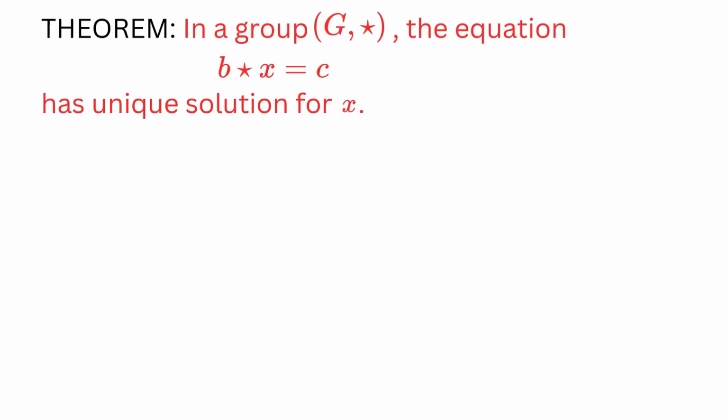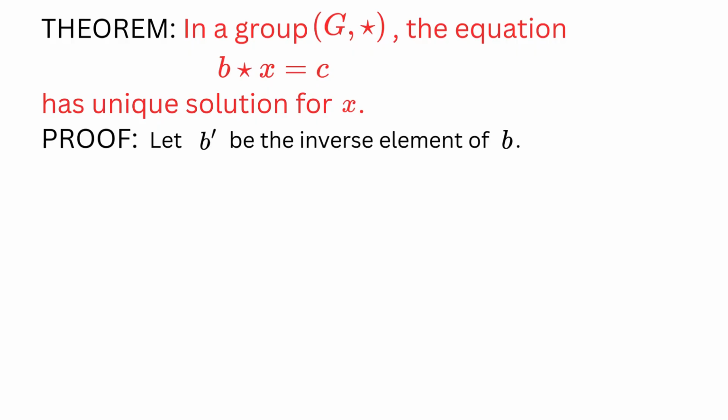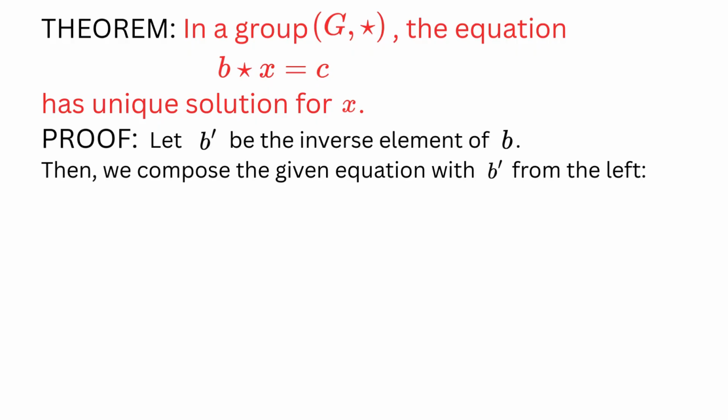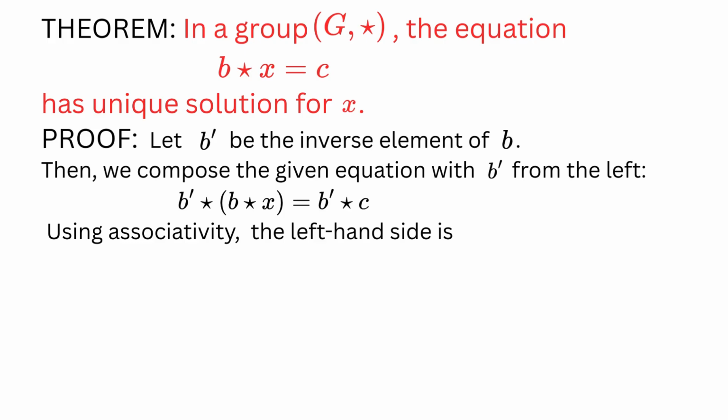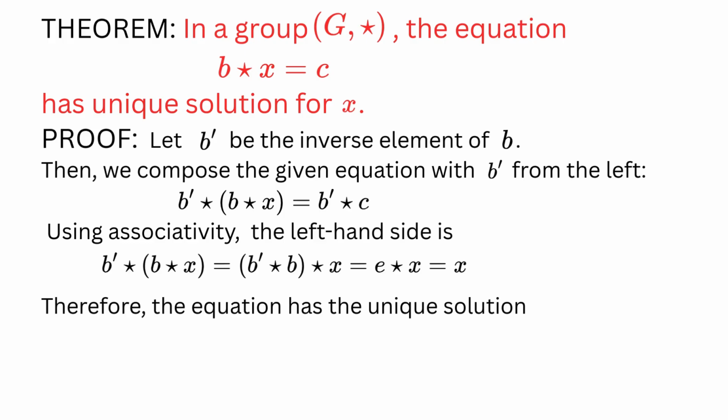Our second theorem is, in a group, the equation b star x equals c has a unique solution for x. To prove it, let b prime be the inverse of b. Then, we compose the given equation from the left with b prime. Using associativity, the left-hand side is equal to x. Therefore, the equation has the unique solution, x equals b prime star c.